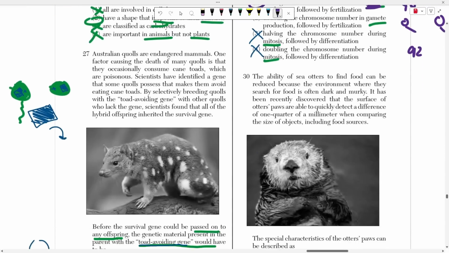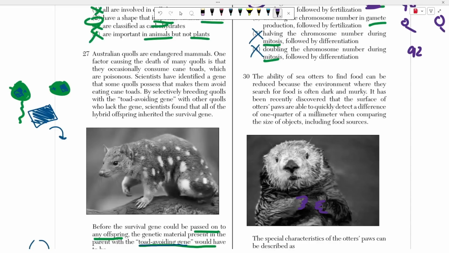So the last question here is going to be that the ability of sea otters to find food can be reduced because the environment where they search for food is often dark and murky. It has been recently discovered that the surface of otters' paws are able to quickly detect a difference in 1/4 of a millimeter when comparing the size of objects, including food sources. So their paws are very, very good at detecting the shapes and sizes of very small objects, okay?